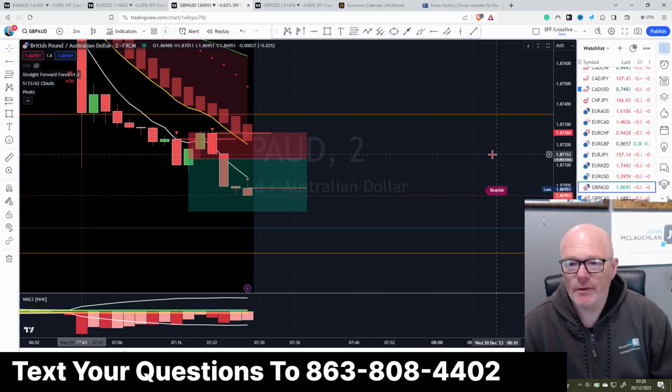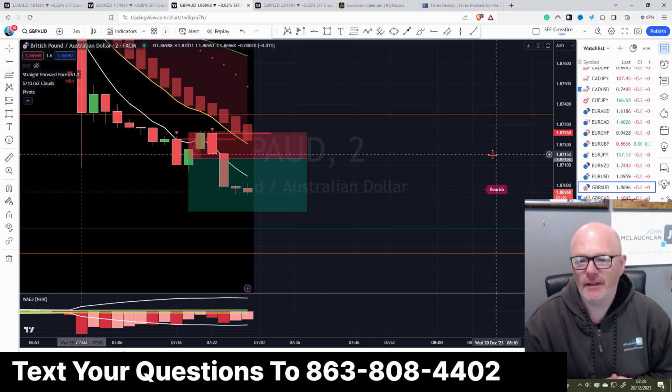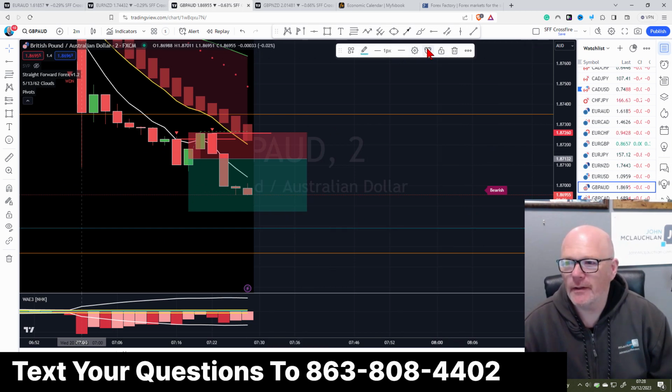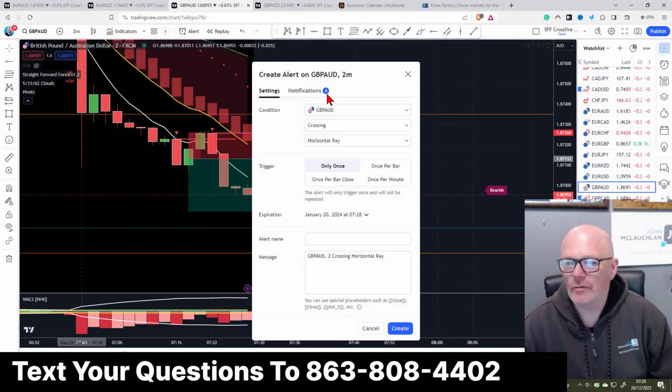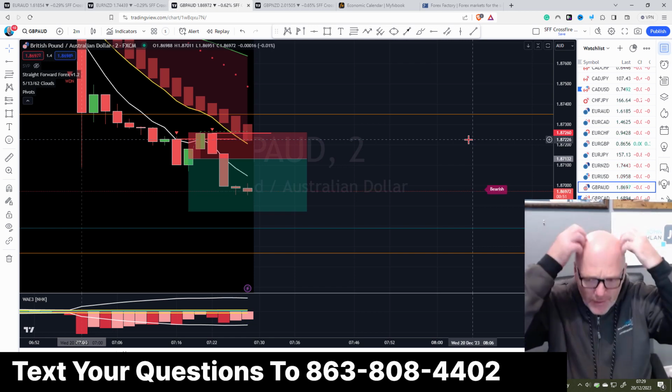Sometimes when you're watching trades like this, it's like watching paint dry. What's going to happen? Next candle's formed. It's just starting to go sideways, and it can go sideways for a long time. I'll tell you what I'll do, I'm going to put an alert on this. There we go. GBP AUD is crossing the horizontal array, so when that alarm goes off, I know it's hit that significant area.